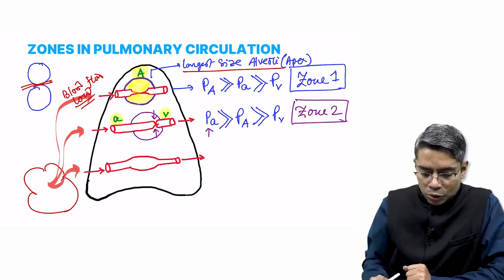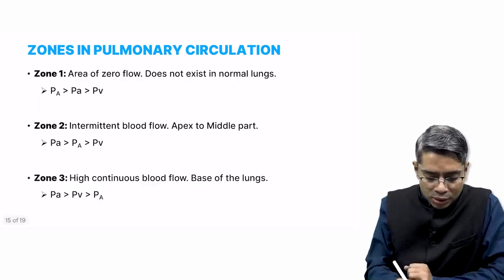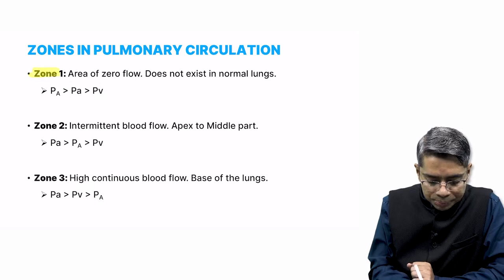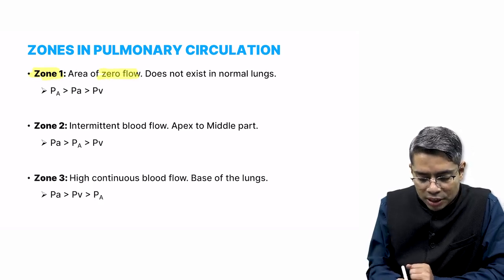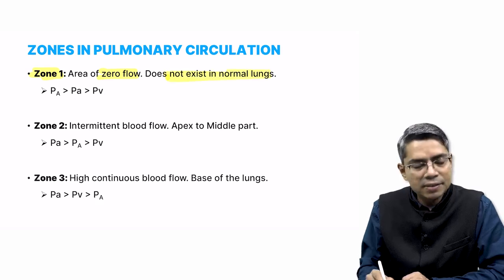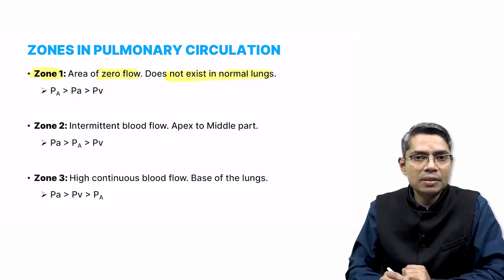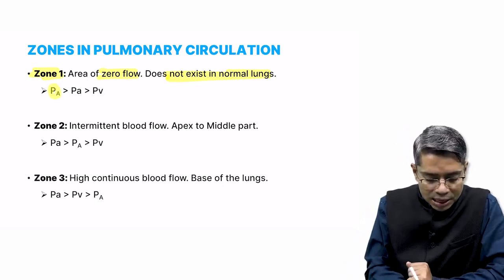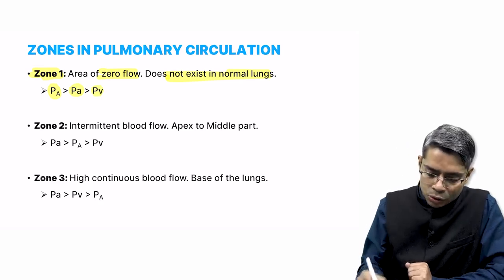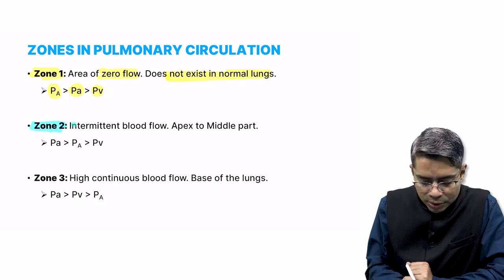So, zone 2 and zone 1, I will show you what you have to remember. Zone 1 means the area of zero blood flow. It does not exist in normal lungs, but it can happen in pathological conditions, for example heart failure. Here the alveolar pressure is greater than arterial pressure, which is greater than venous pressure. Zone 2 means the blood flow is intermittent.